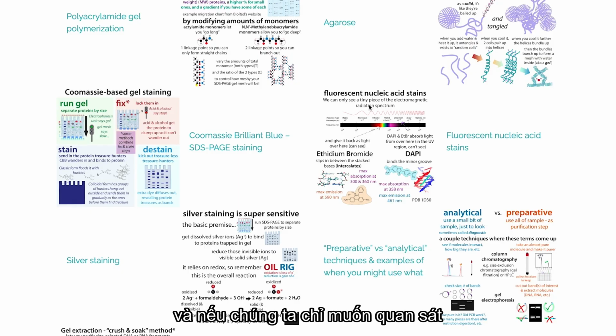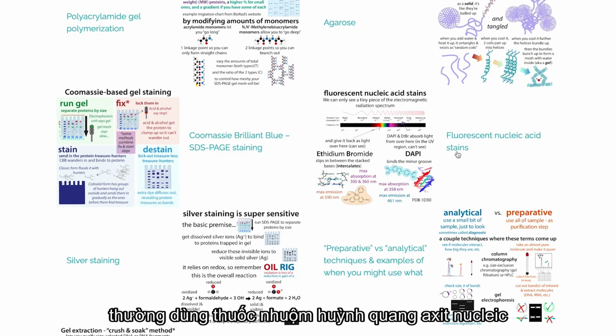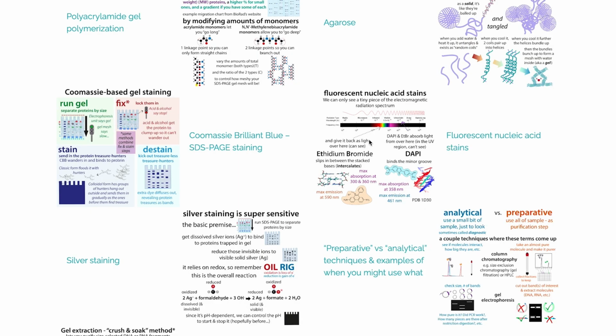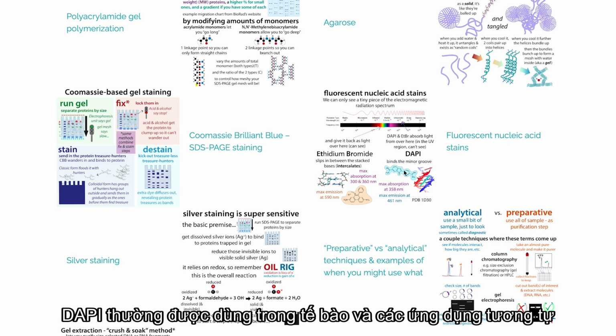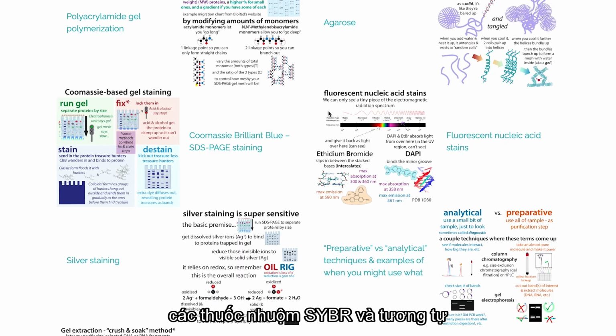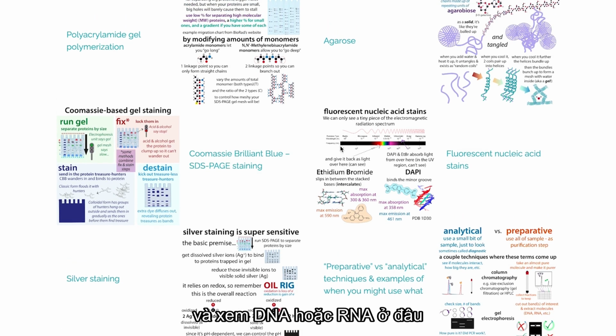Or we can just get a look at them. If we just want to get a look at them, what we commonly use is a fluorescent nucleic acid stain, something like ethidium bromide or DAPI. DAPI is often used in cells. There are also SYBR stains that we can use in order to stain our gel and see where the DNA or the RNA is.